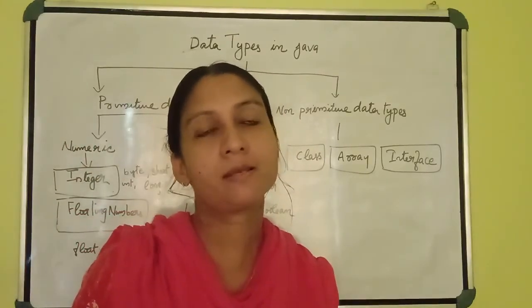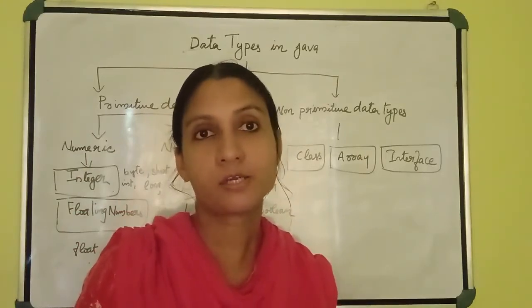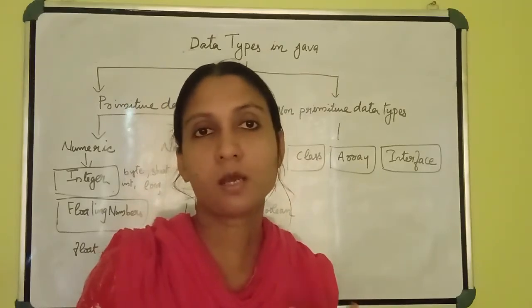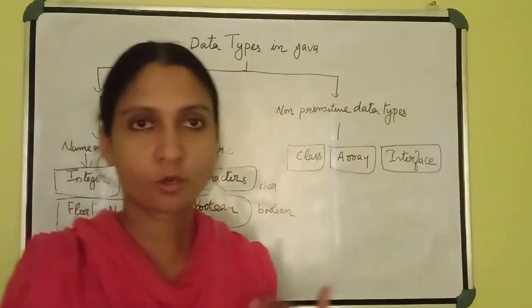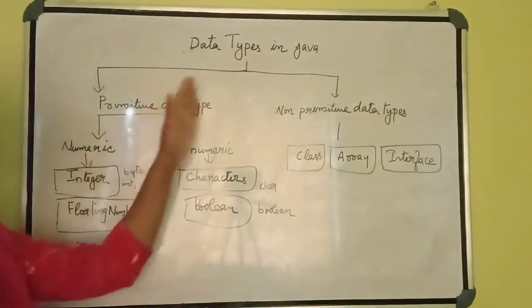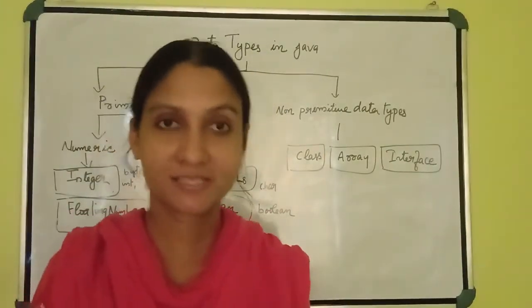When you want to create a string variable, you first create an object of the String class. Otherwise, you can directly enter the value to the string. How? As a string literal: string is equal to, within double inverted commas, we can give that value directly. And these are the different types of data types. I think you all understood about the data types in Java.